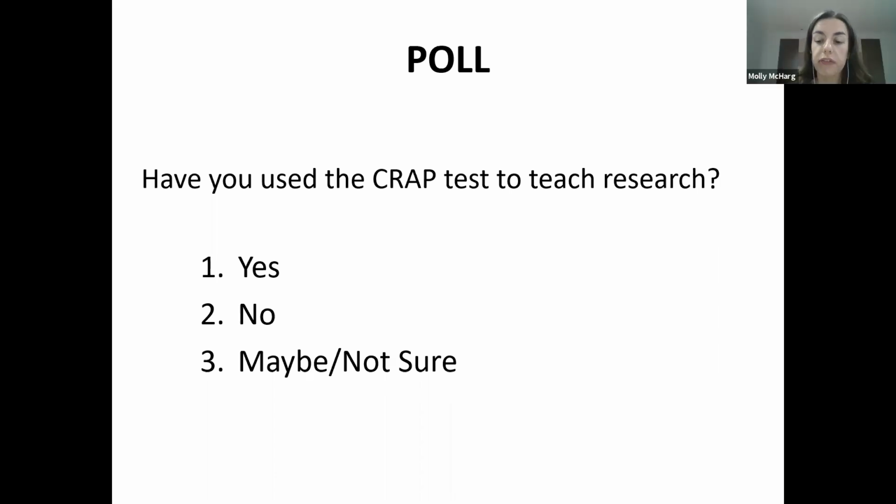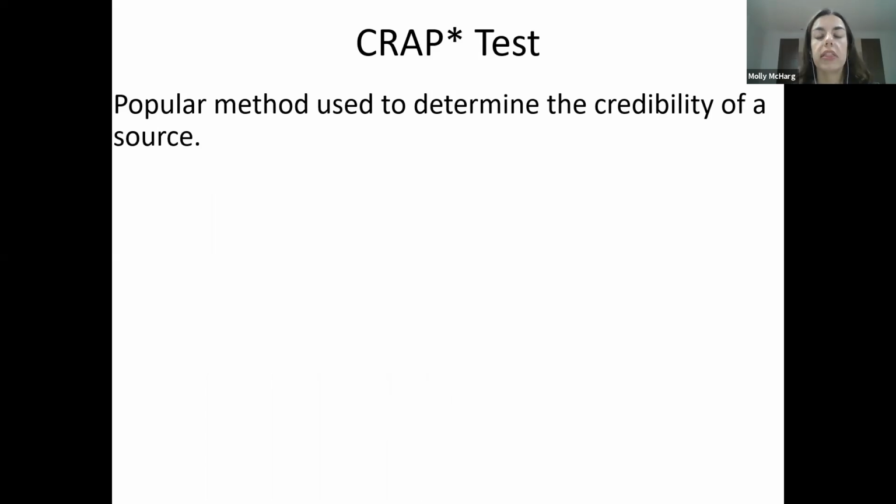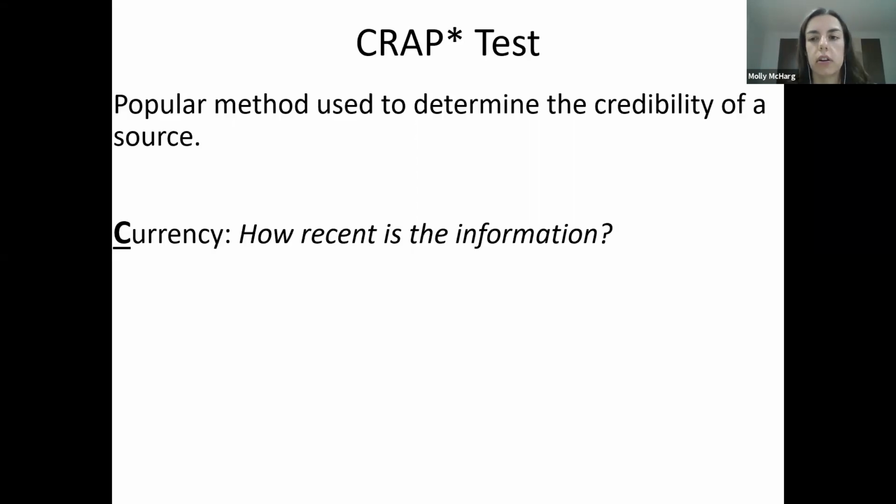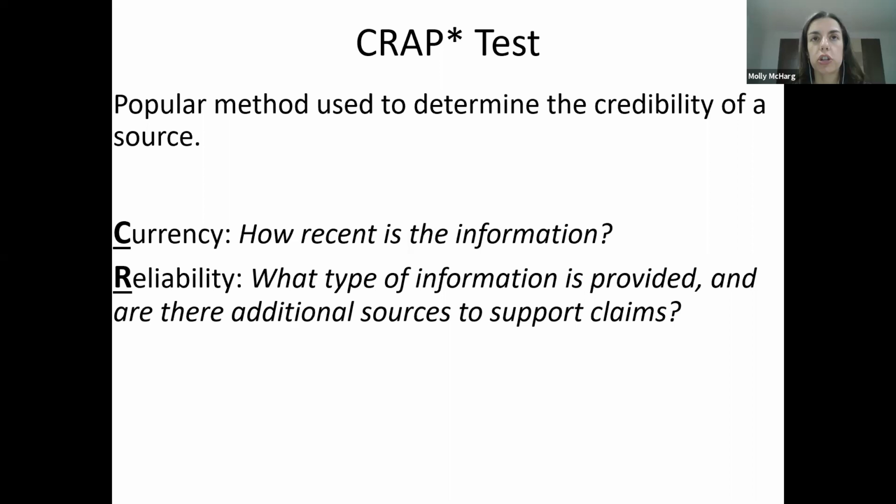So the first thing I'm going to do is give you a one-slide description of the CRAP test. This is a very popular method used to determine the credibility of a source. Many teachers will give their students a checklist with the letters C-R-A-P, and they will say, is it current? What is the currency of this information? How recent is it? The R stands for reliability. So you have to ask yourself, what type of information is provided, and are there additional sources to support the claims made in this piece of writing?